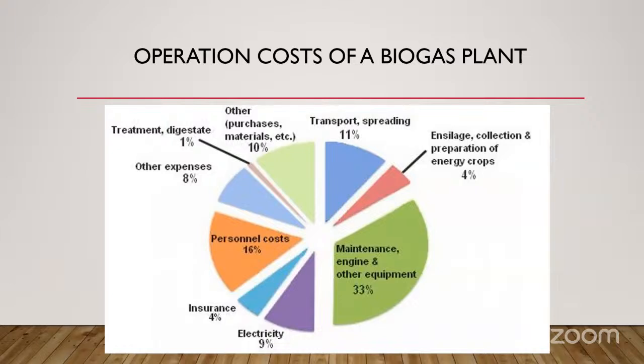We have, let's say, other costs, and at the end of the day, the most costly part is maintenance of the engine and other equipment. That's why we have to pay attention to not break the engine, because it's the most costly part of the system.